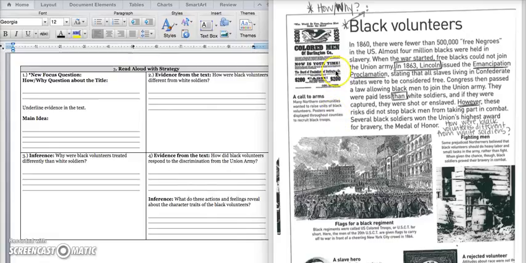In 1860, there were fewer than 500,000 free Negroes in the U.S. Almost 4 million blacks were held in slavery. It's a pretty big difference, 500,000 versus 4 million. When the war started, free blacks could not join the Union Army. In 1863, Lincoln issued the Emancipation Proclamation, stating that all slaves living in Confederate states were to be considered free.